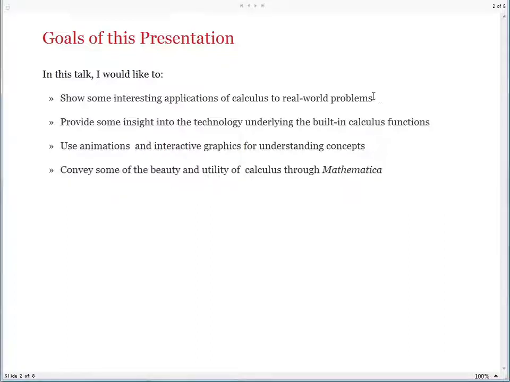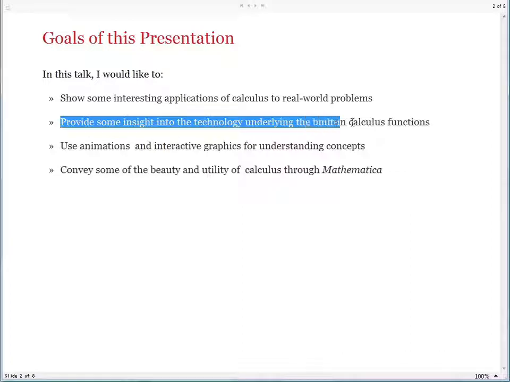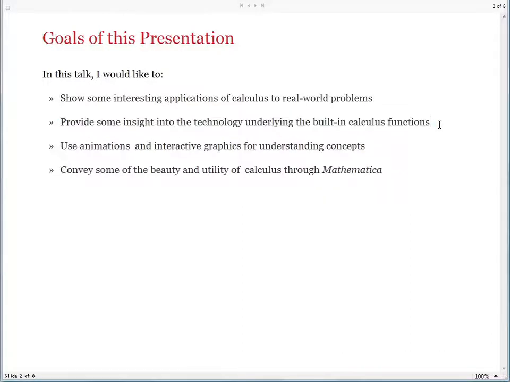Now, people often wonder, how does Mathematica compute a certain integral, or how does it solve a particular differential equation? And so I would like to provide you some insight into the technology underlying the built-in calculus functions. We'll go a little underneath the surface and look at the implementation, but the main point will be to try and convince you that the way we do things in Mathematica is not very different from the way they do them by hand, except that being a large system, we need to worry about efficiency and other details.